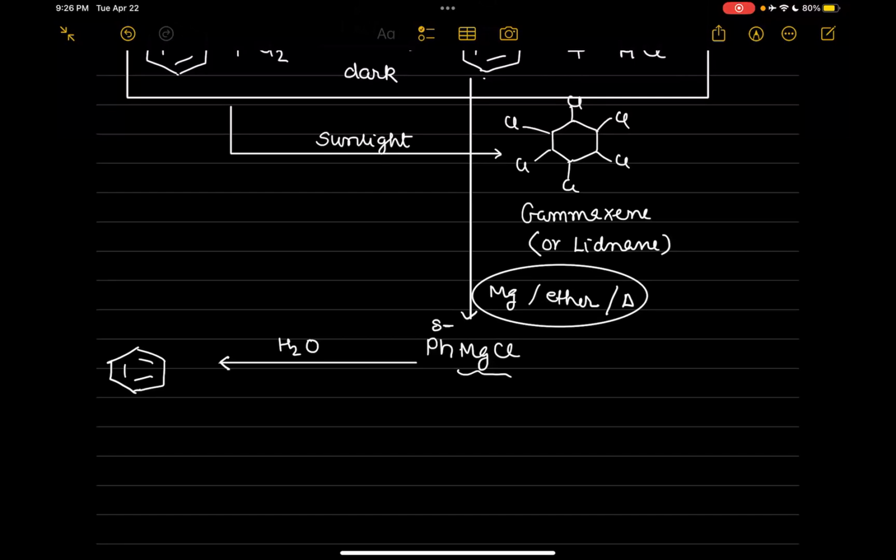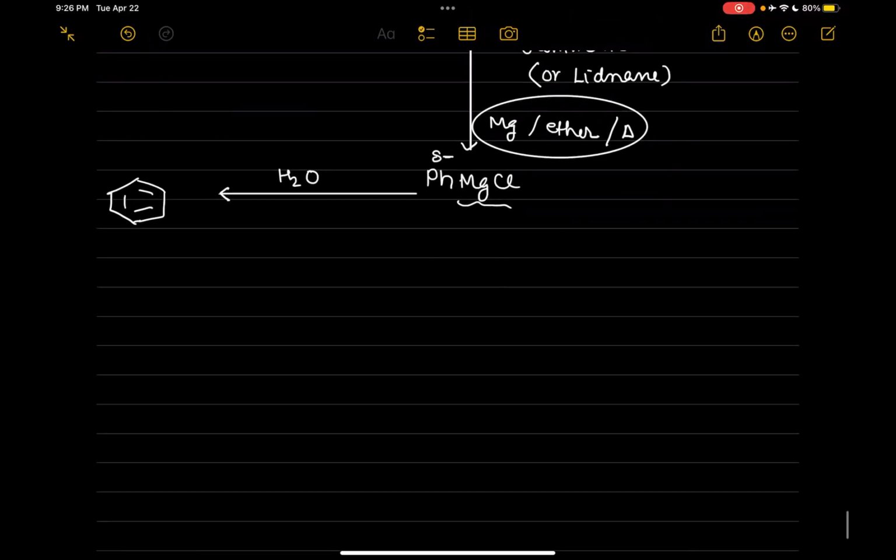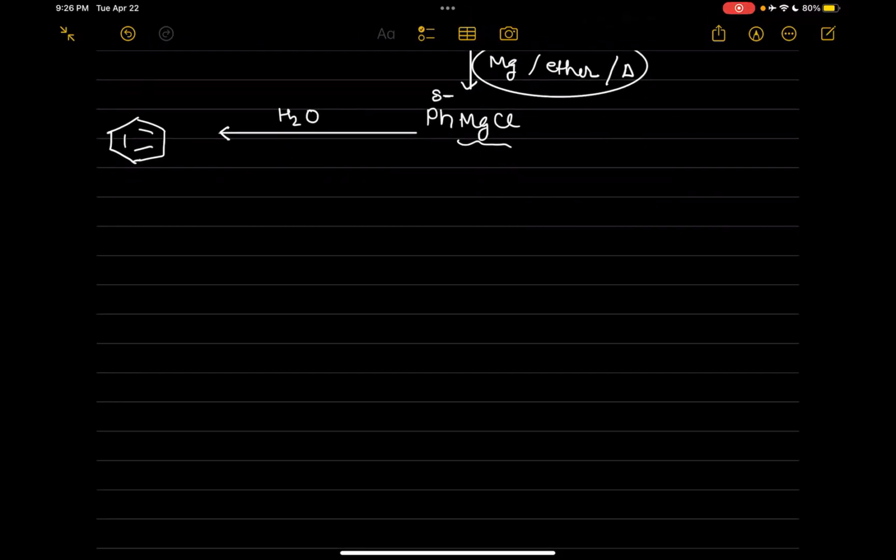Any doubts on this? No, sir. So when you treat it with water, you end up with an alkane. Okay. There is one more reaction which we studied, which you might remember, and that is Wurtz reaction.